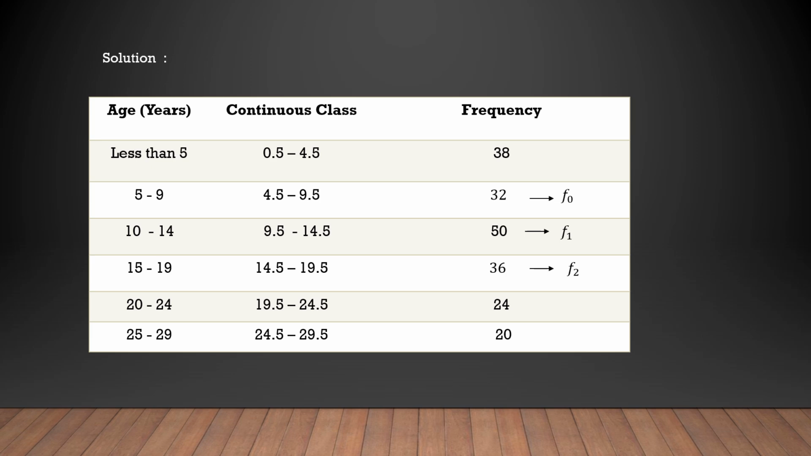Here we subtract 0.5, so 19.5. Here we add 0.5, so 24.5, and here 24.5 to 29.5. So these classes are in a continuous order. Okay.